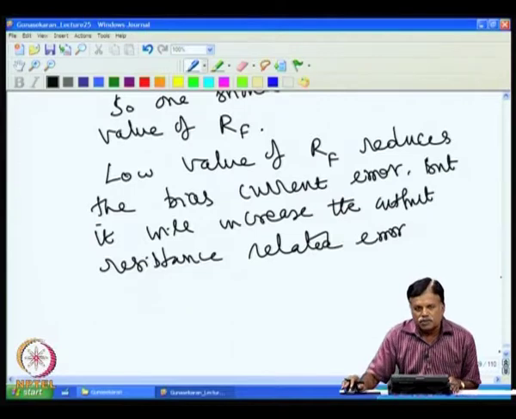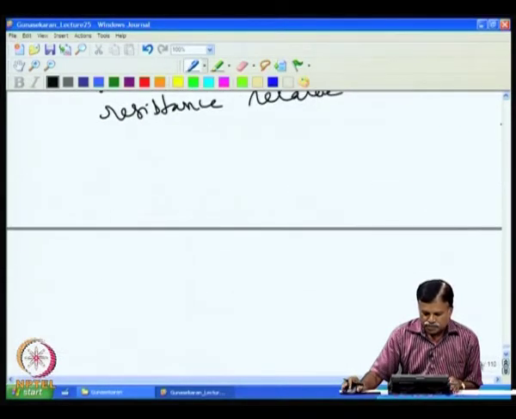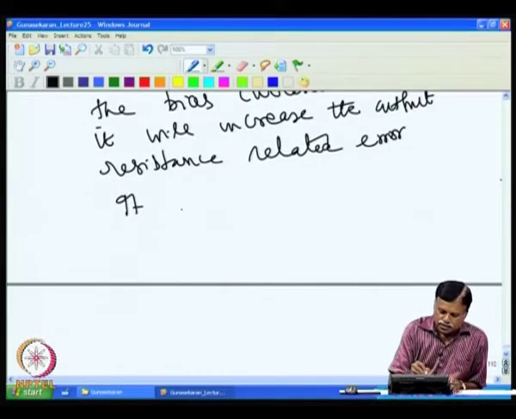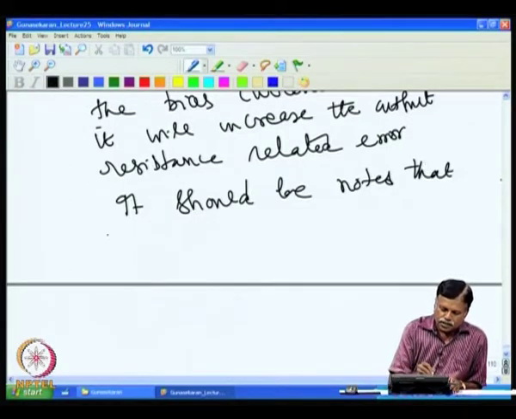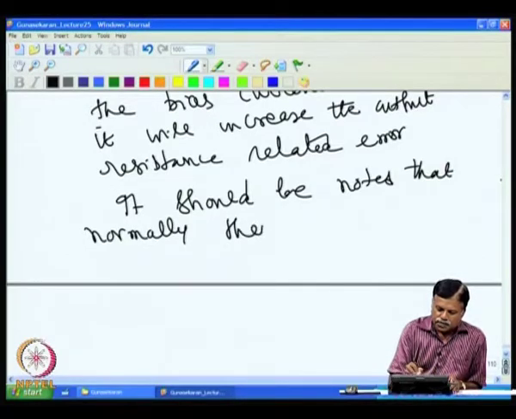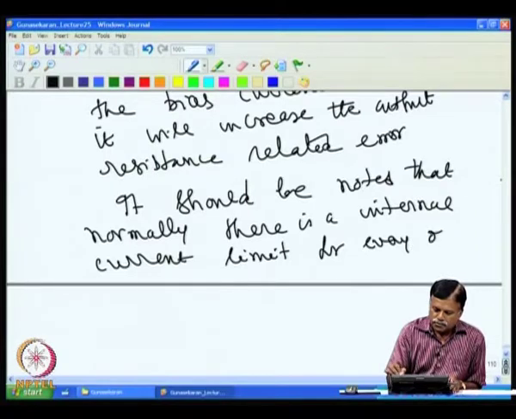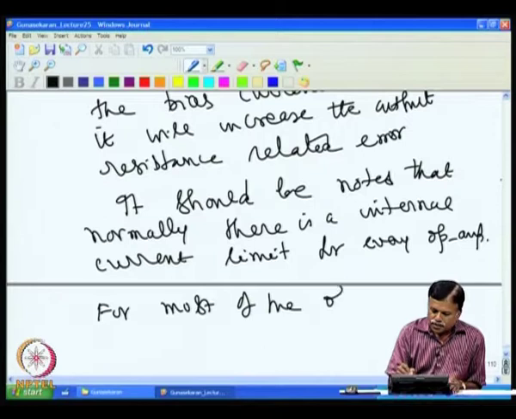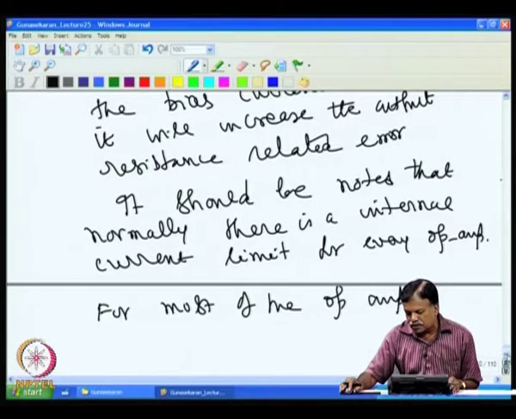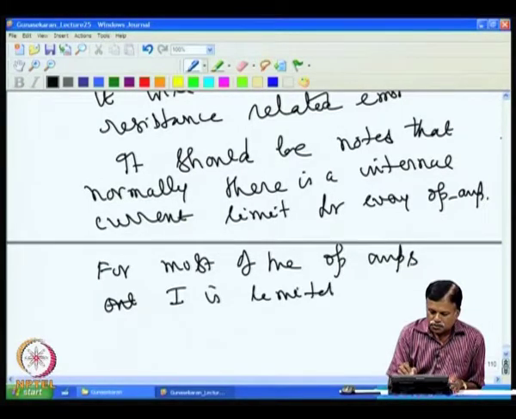Some op amps are capable of giving up to 20 milliampere, but nevertheless you cannot take too much current from the output of the op amp. It should be noted that normally there is an internal current limit for every op amp. For most op amps, the output current is limited to 10 milliamps.